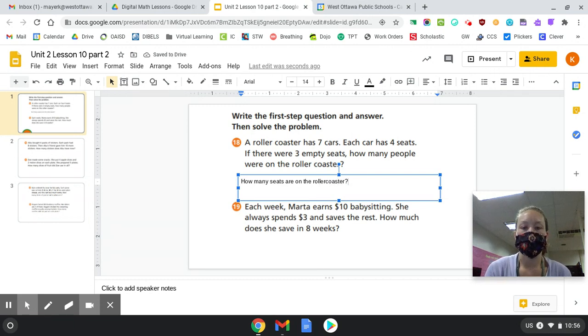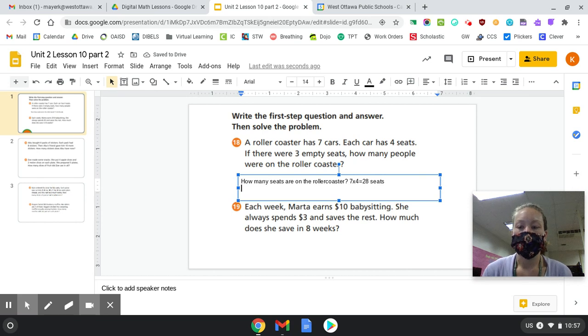Then it says up here that we also need to answer that. So let me just put a space and put the answer. How are we going to figure that out? 7 cars and 4 seats in each car. So what we need to do with our numbers is times them together. It's 7 groups of 4. 7 times 4 equals 28 seats. So there's 28 total seats on the roller coaster. Now go ahead and push enter when you're ready for step 2.